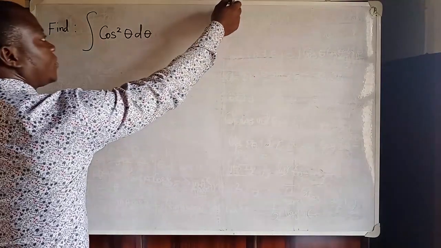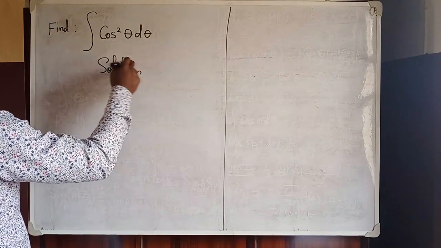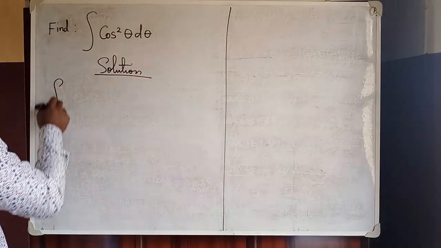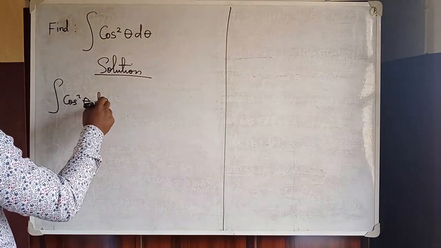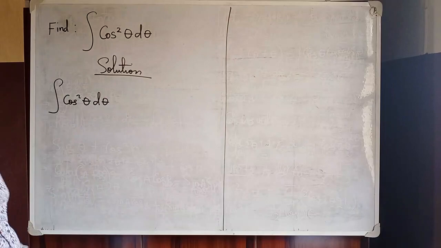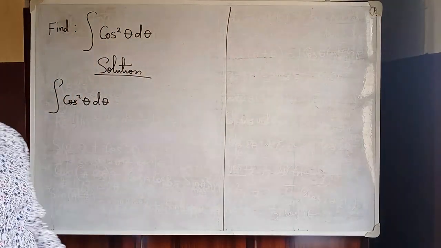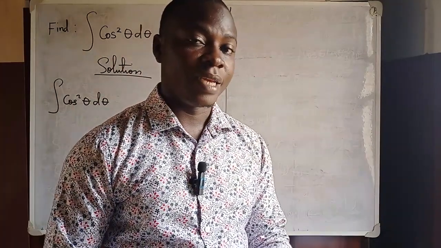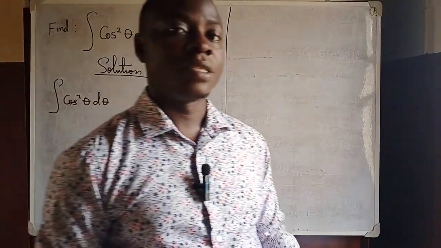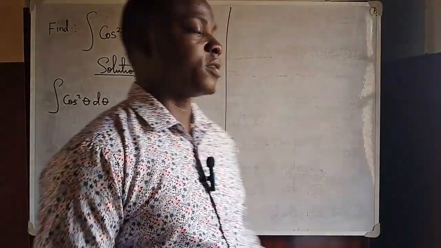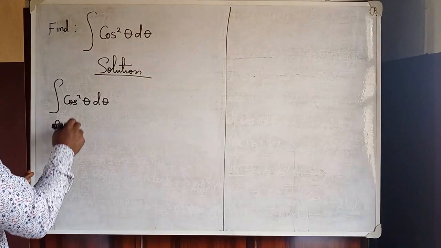Solution. We are to find the integral of cos squared theta with respect to theta. Now, you know we cannot integrate this with this power. So we'll find a trigonometric identity that we can use to substitute this so that this process will be very simple for us.